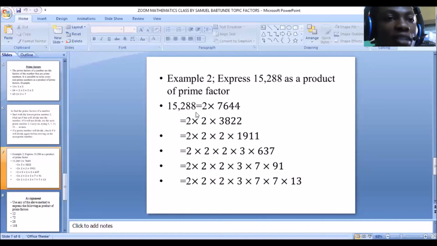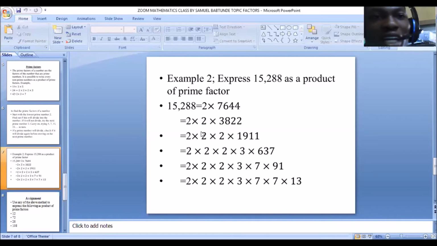Can 2 go into 15,288? Yes. How many times? 7,644 times. So I have my 2. You can see the 2 here. So 2 can go into 15,288, 7,644 times. So 2 times 7,644 will give me 15,288.